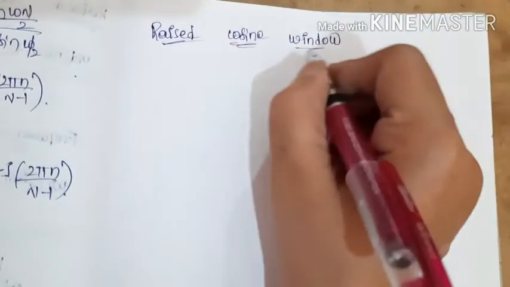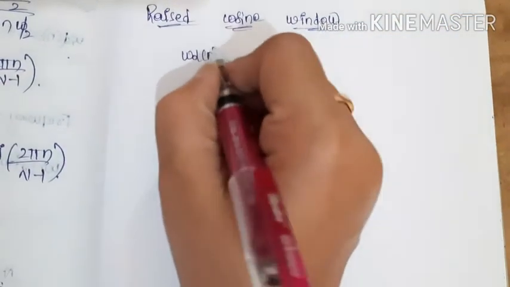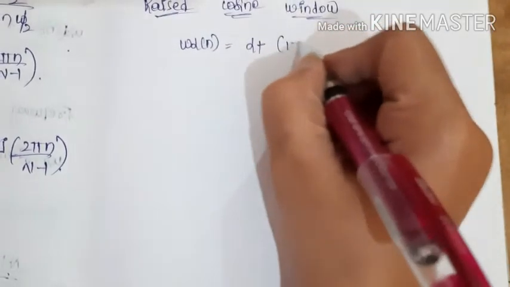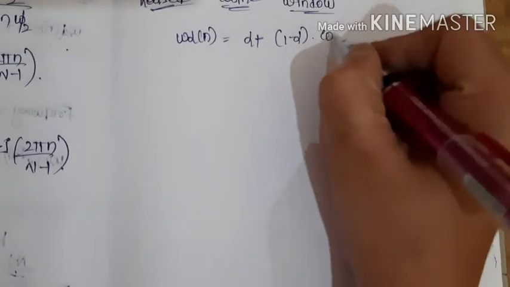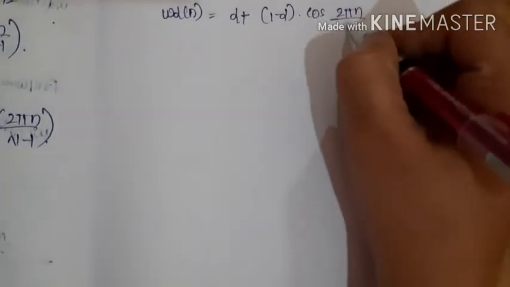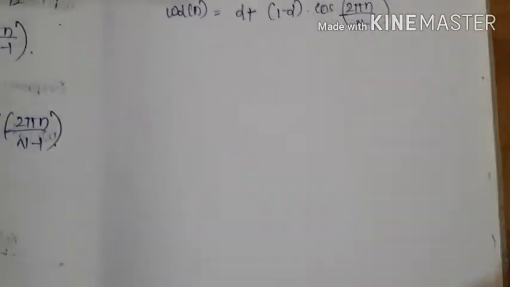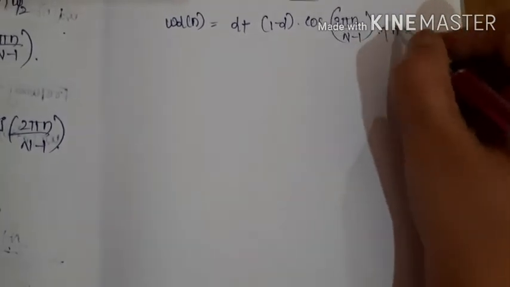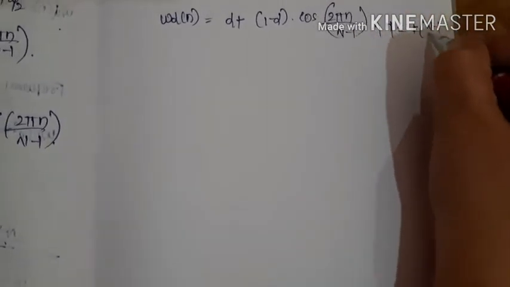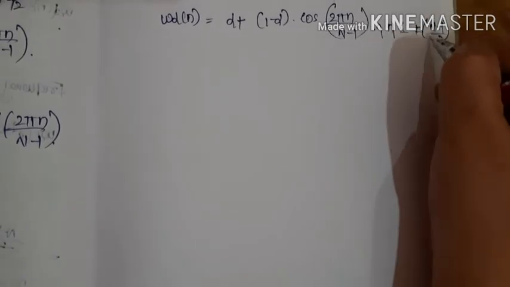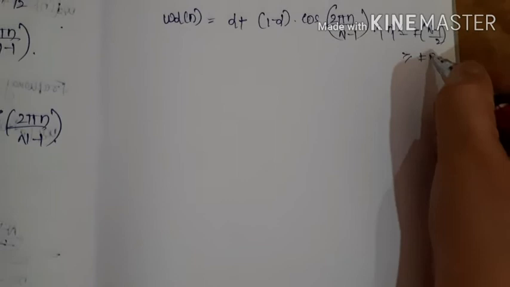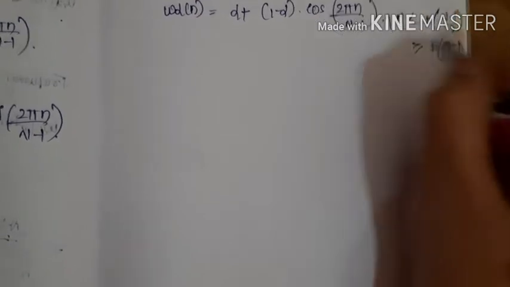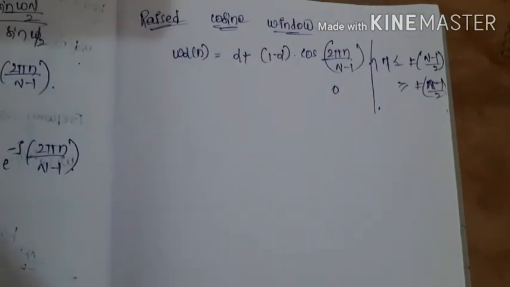It has the window function like this: W alpha of n is equal to alpha plus (1 minus alpha) into cos of 2 pi n by (n minus 1), where the magnitude of n is less than or equal to (n minus 1) by 2, and for magnitude of n greater than (n minus 1) by 2, it won't have any function. This is the raised cosine window function.